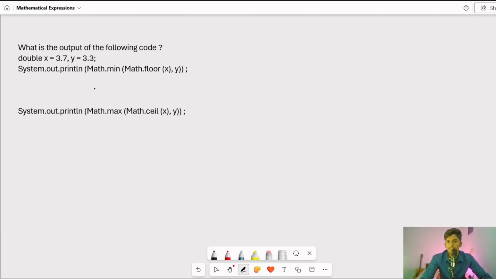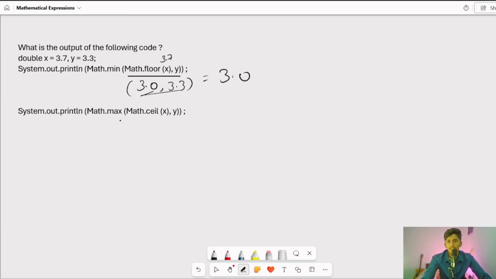Next, the question may be asked like this also. They may ask the Java statements and you should give the proper output for this. So let us solve this. First, we'll solve the inner function, that is Math.floor of x. The value of x is 3.7. Now this will be rounded down to the nearest integer, that is 3.0, and the value of y is 3.3. And next we have Math.min of both arguments. So which is the minimum value here? It is 3.0. So the answer for this one is 3.0.